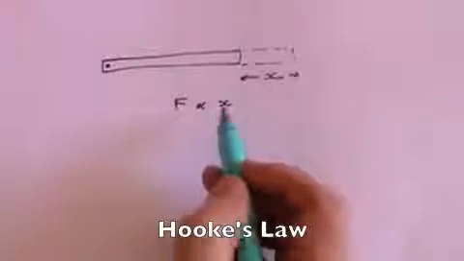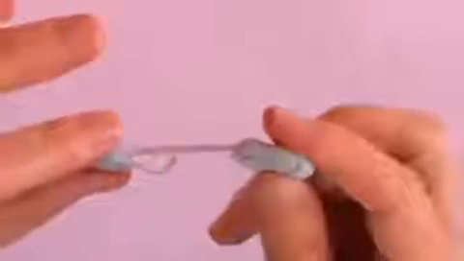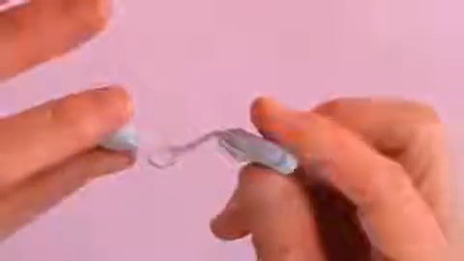And whenever you have a proportionality, you can always write that as force equals a constant times the extension. Like this blue tack. This is known as elastic. This is known as plastic. It just doesn't go back again.